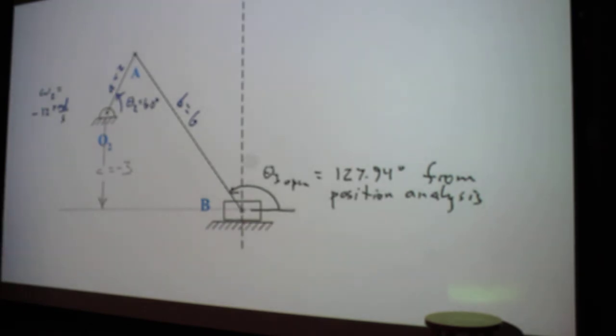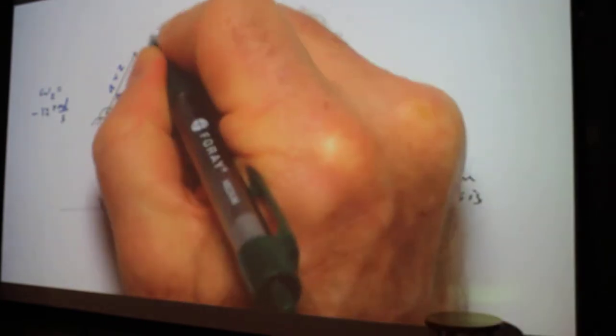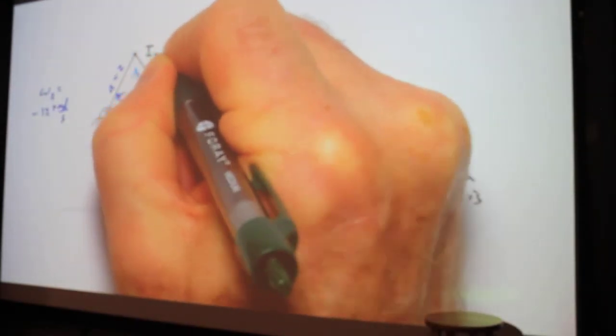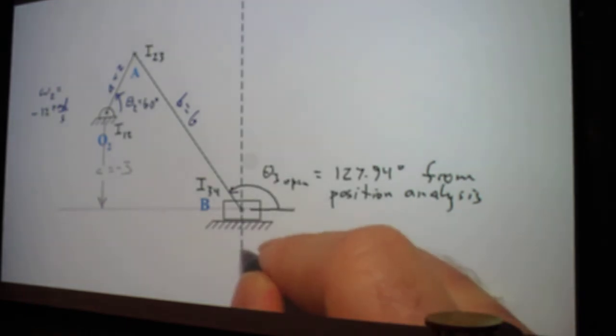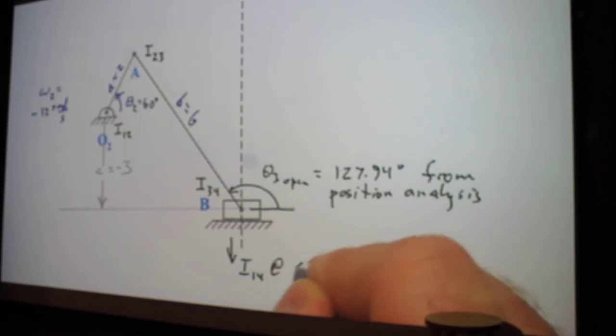Let's go ahead and find the instant centers first. Let me start off with the easy ones. I12 is here. I23 is here. I34 is here. I14 is at infinity.